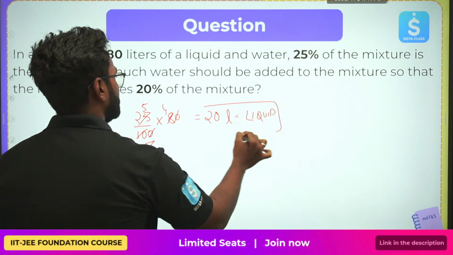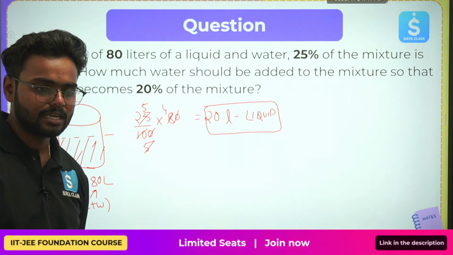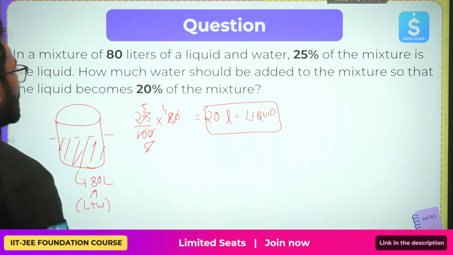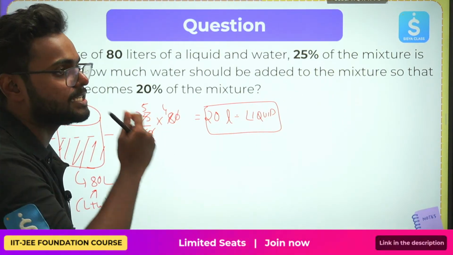So in this 80 liters, we have 20 liters of liquid, right? So 60 liters would be water. Now, how much water should be added to the mixture so that the liquid becomes 20%?